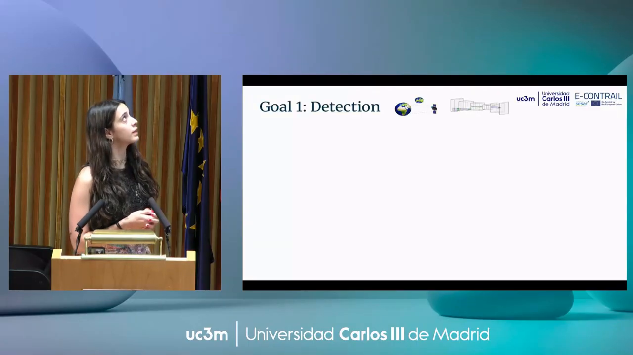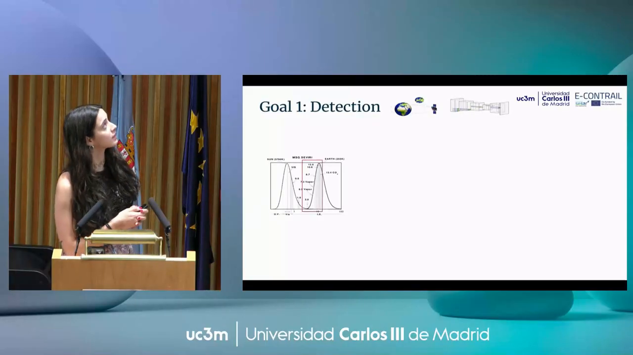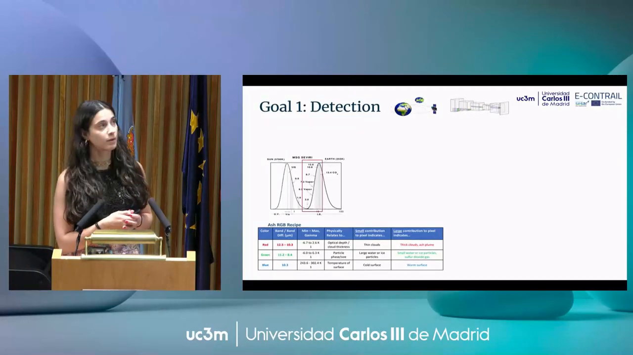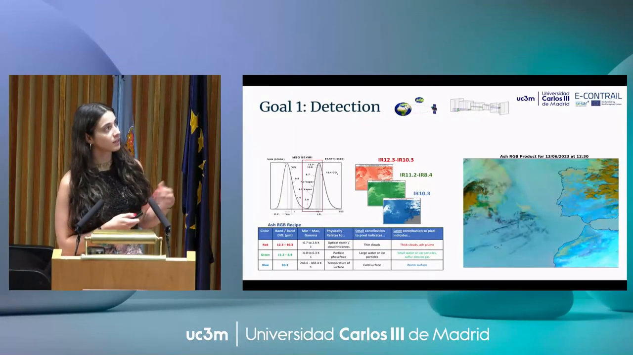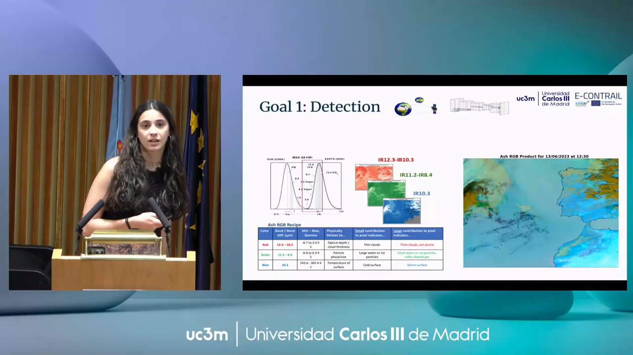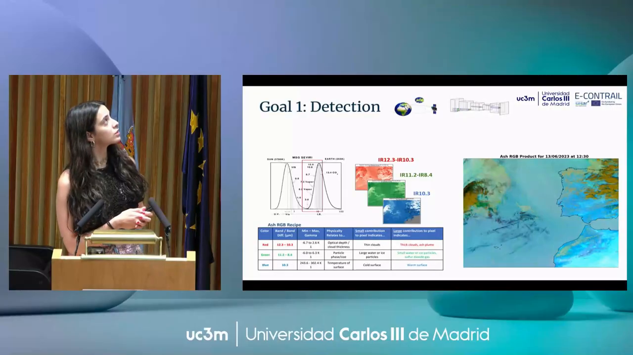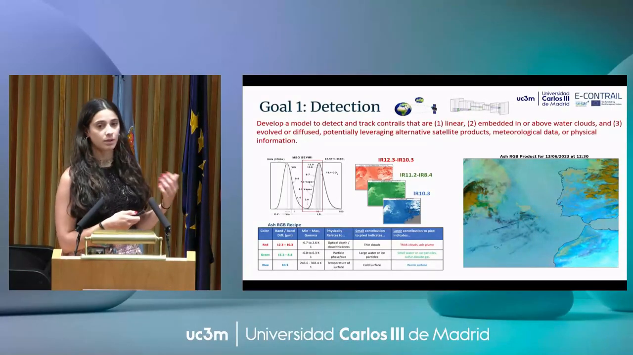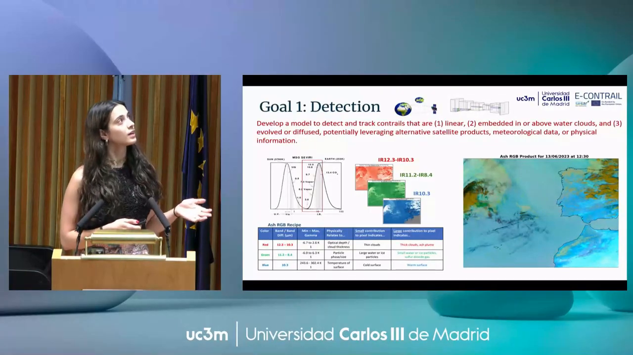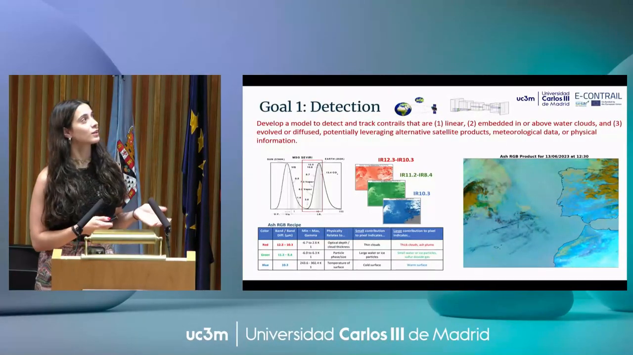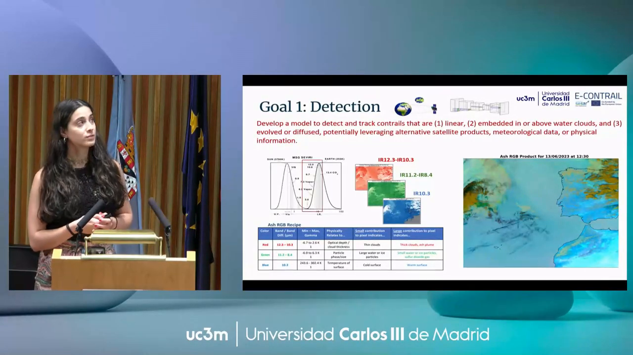So goal one would be focused on the detection. We need narrowband measurements from satellites. We take some of the infrared bands, make some RGB false color composites, and then we get an image like this in which contrails are highlighted due to the temperature and the absorption of ice crystals in those infrared bands. And the idea would be to develop methods to identify linear contrails, but also try to, at some point of my PhD, also identify those embedded or above clouds, and also those that are evolved.